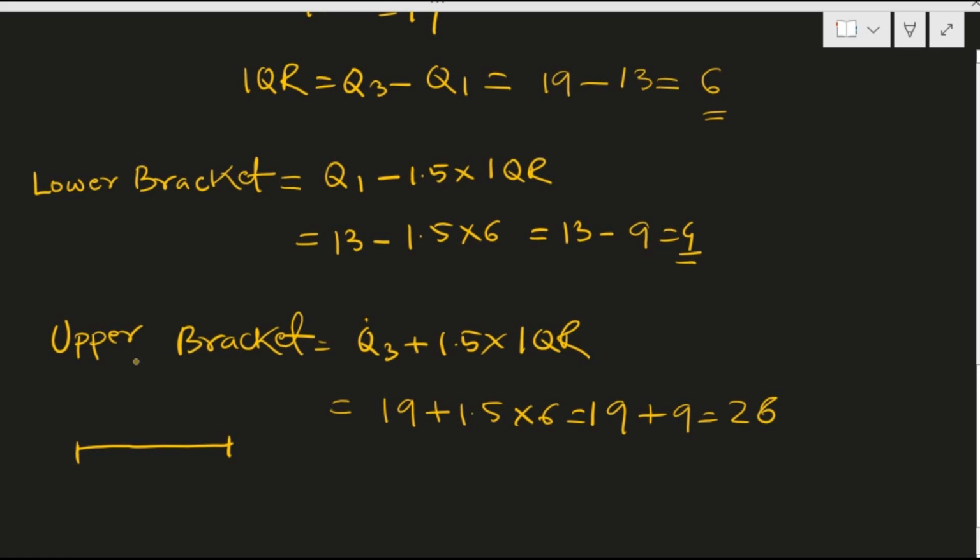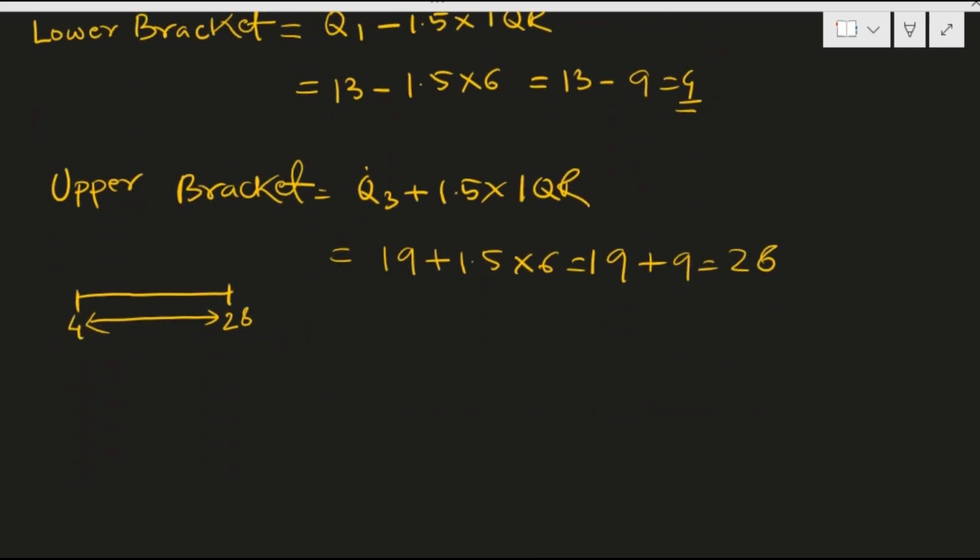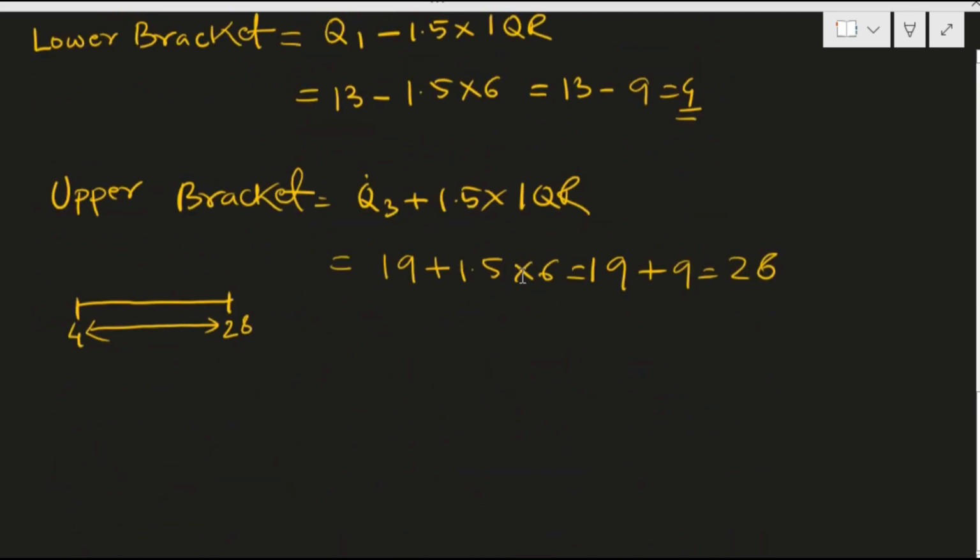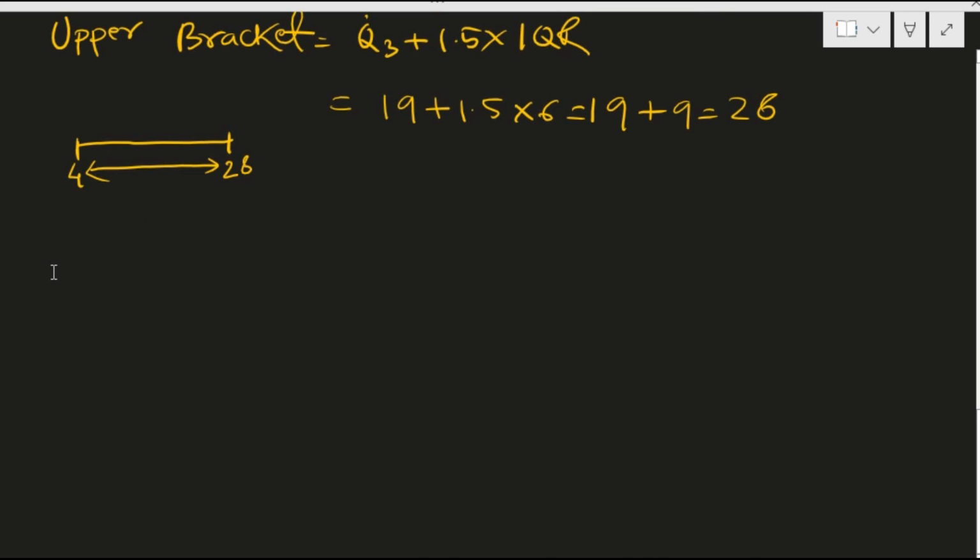The extreme values are: the minimum value is 4 and the upper extreme value is 28. All the data points that fall in between these, we will accept, and the data point which is outside this range will be our outlier. Now 68 is out of this range, right? In that case, 68 will be an outlier. Okay, that is an outlier.